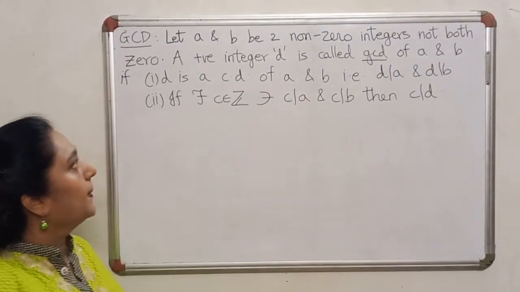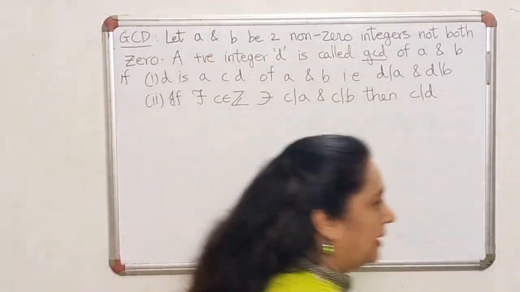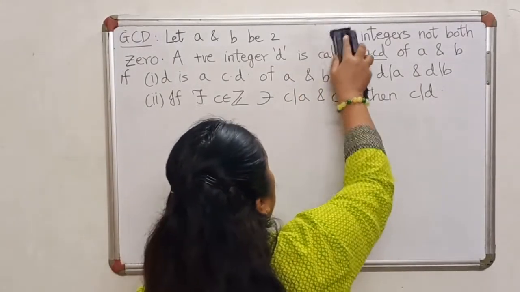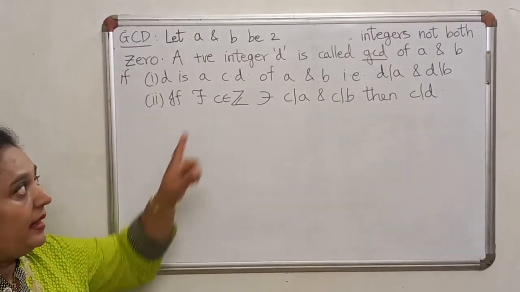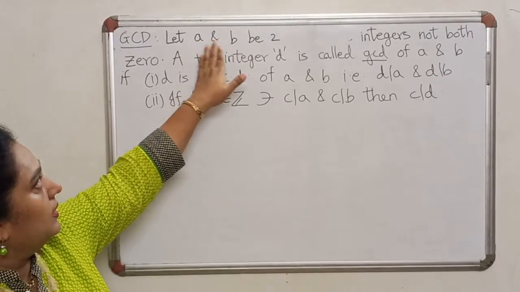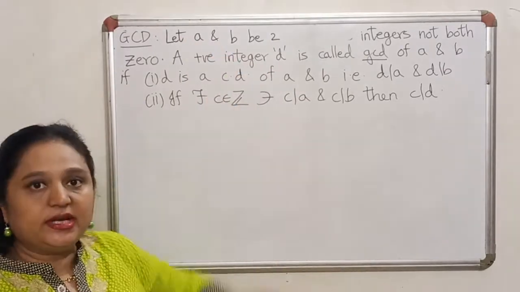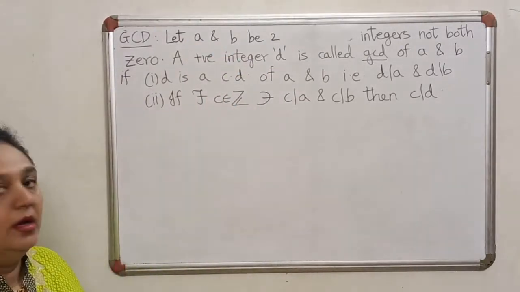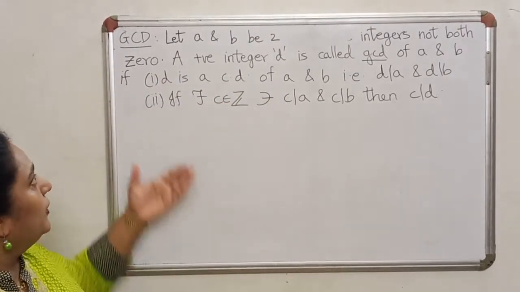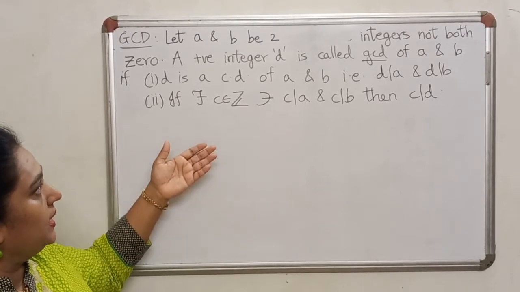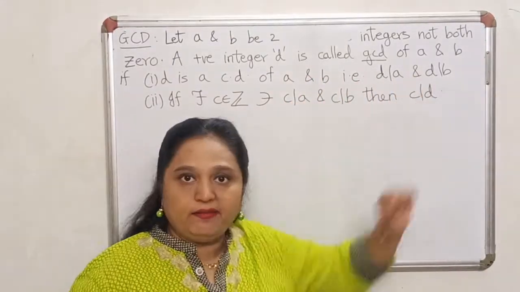So we start with two integers. Let a and b be two integers, not both 0. I'll come back to this "not both 0" thing, but right now let's take a and b to be two integers. A positive integer d will be called the GCD of a and b if d is a common divisor of a and b. That means firstly, if it is going to be the GCD, it should be a common divisor. So it should be a divisor of a and a divisor of b.